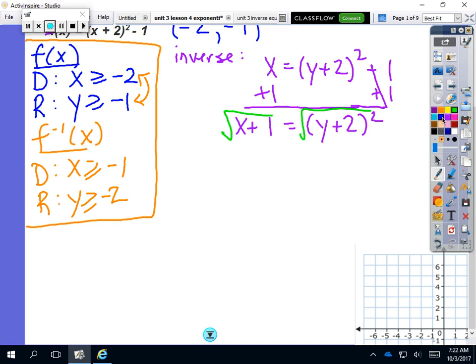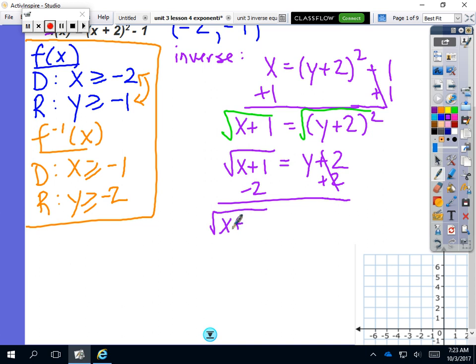And you end up with square root of x plus 1 on the left. And the square root undoes the square, so you just have y plus 2 on the right. You don't need the parentheses anymore. To get the y alone, now I need to subtract that 2 that was inside the parentheses. And remember that 2 does not get subtracted from the 1 under the radical, because this is all under the radical. So you can't combine something that's not under the radical with something that is under the radical. So you keep it square root of x plus 1 with a minus 2 on the outside.